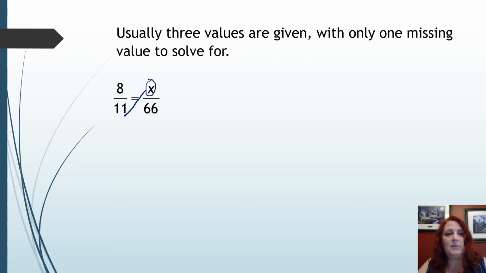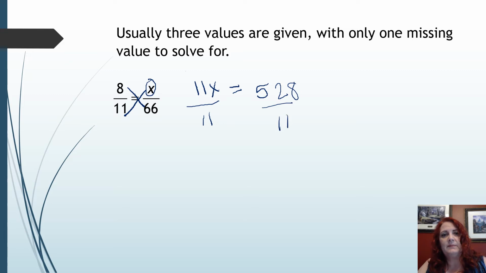So 11 times x gives us 11x. We set that equal to the product of 8 times 66, which is 528. Then I'll divide by 11. That cancels out and gives me my x, and 528 divided by 11 is 48.